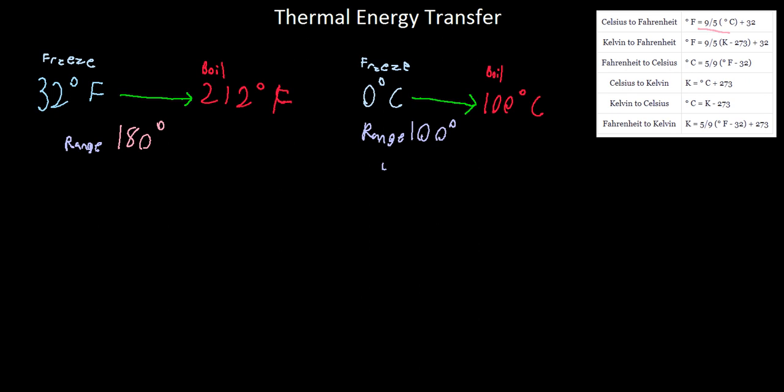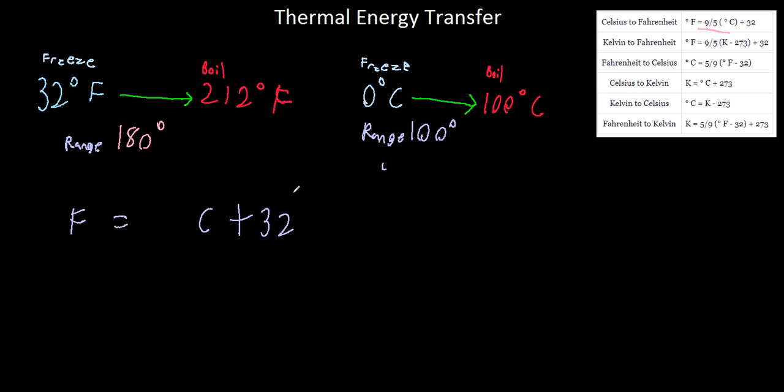first off, clearly the freezing point from here to here is 32 degrees higher. So there's plus 32. So to go from Celsius to Fahrenheit, I have to add 32 to Celsius to get to Fahrenheit.